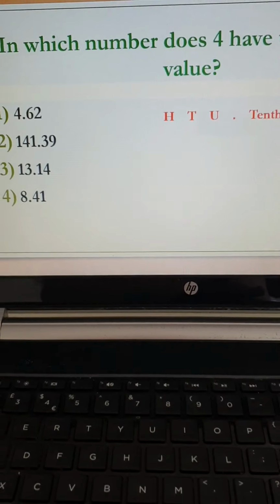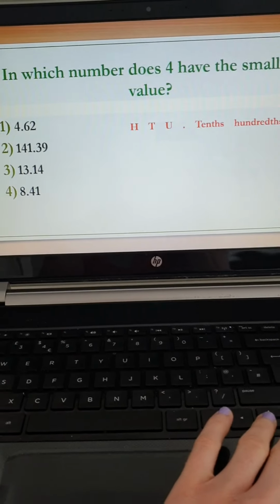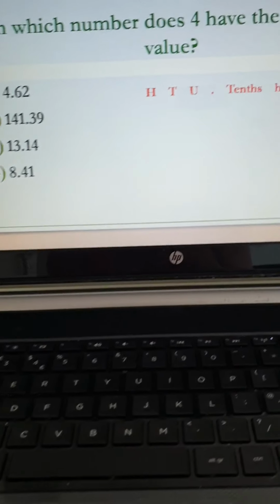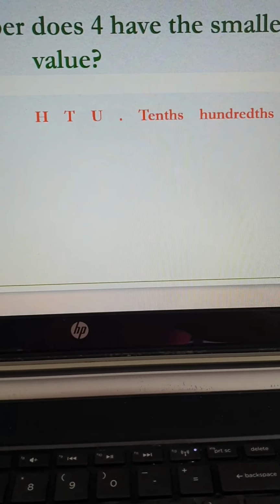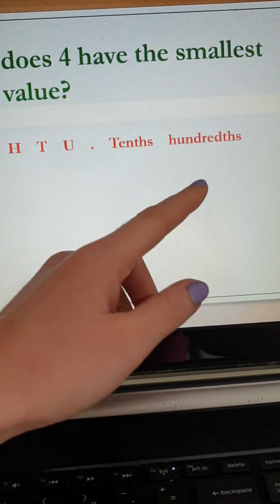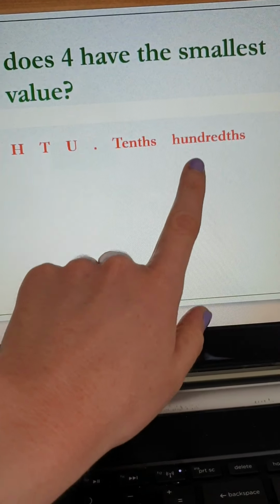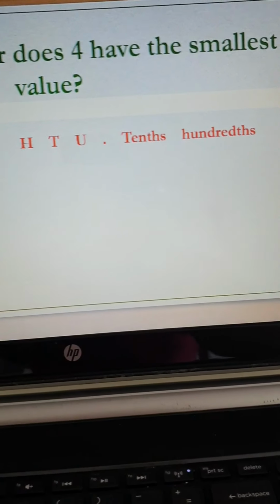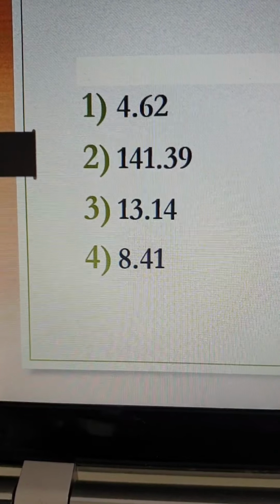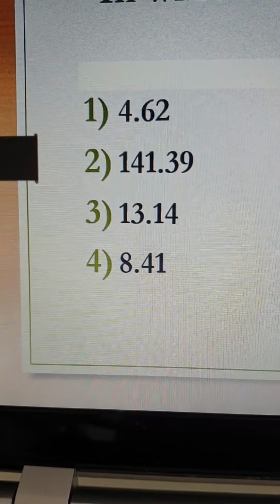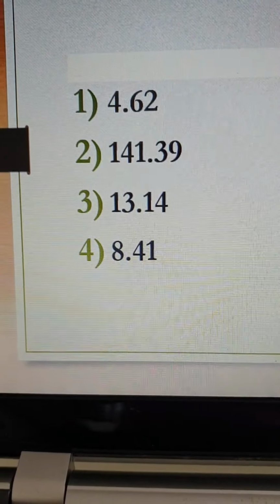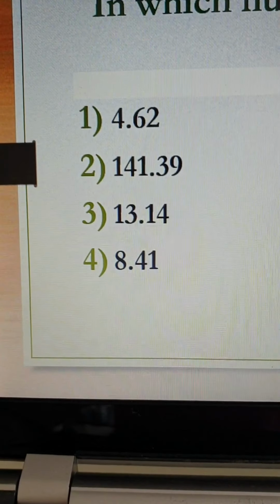Okay, let's do one more example. In which number does 4 have the smallest value? Okay, so it's the same thing, except we're looking for the smallest value, which means it's going to start from this end. So we want to find the 4 that's the furthest away from the hundreds, tens, in that direction going forward. Okay, so we have 4.62, 141.39, 13.14, and 8.41.